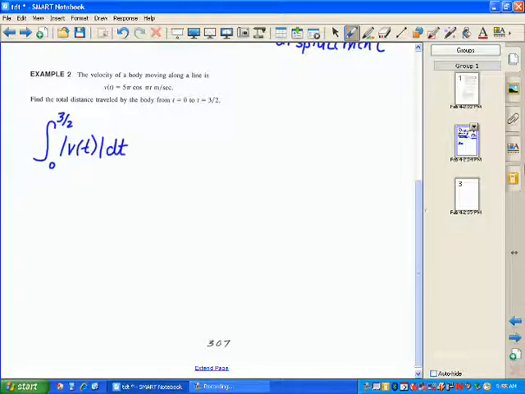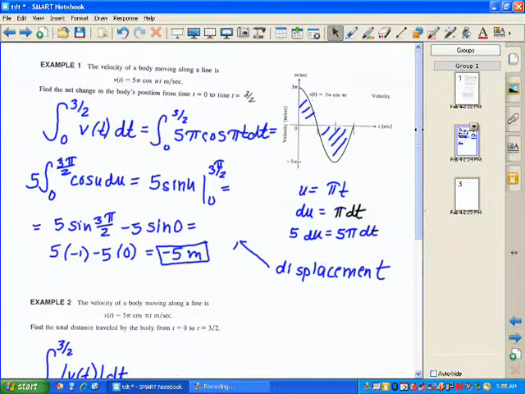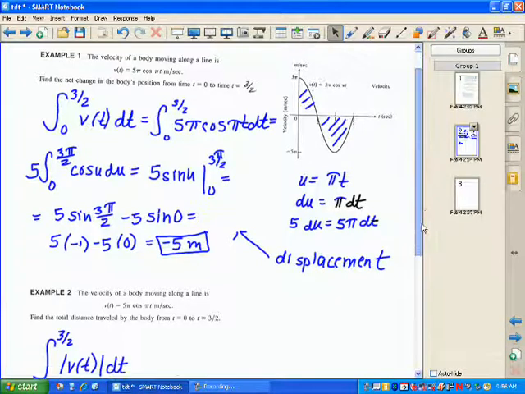So let me show you what that means in terms of our picture up here again. Move this back up for a second. What that means is I want to count all this area just like I did before, but I'm going to count it all as positive now. So basically I'm going to flip this part up, so it's all above the x-axis. I want to count all the distance that we traveled. Does that make sense? Okay.